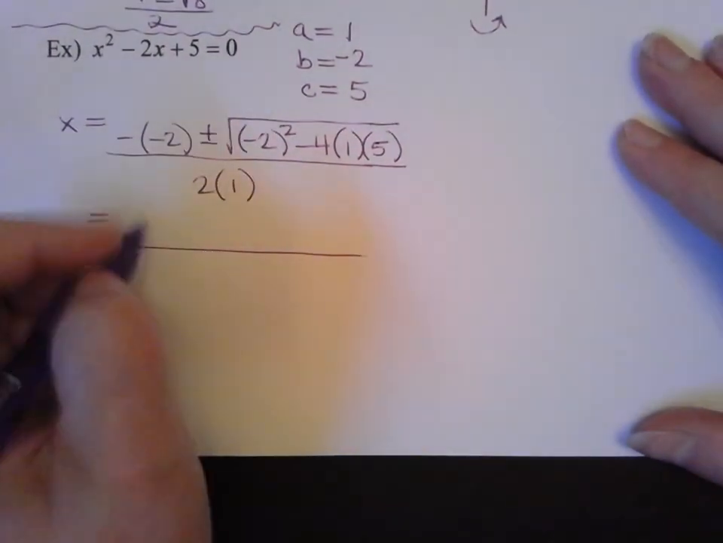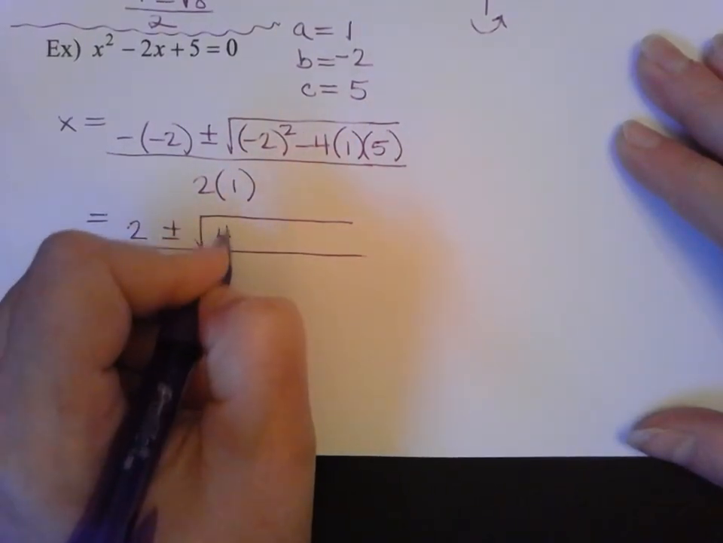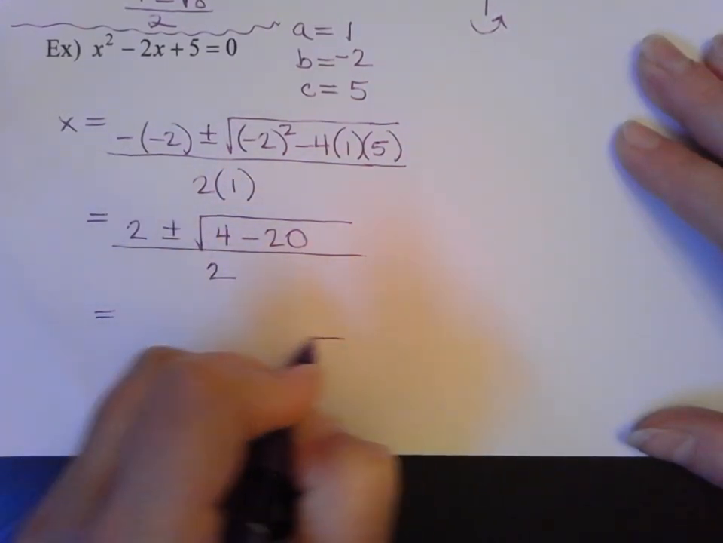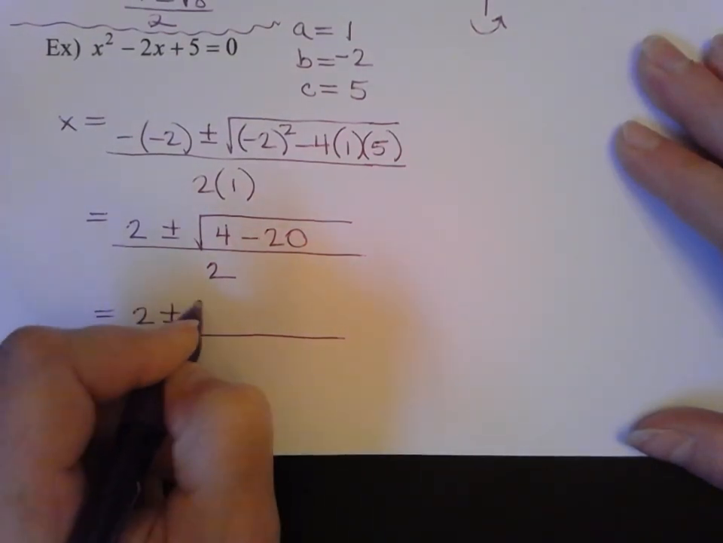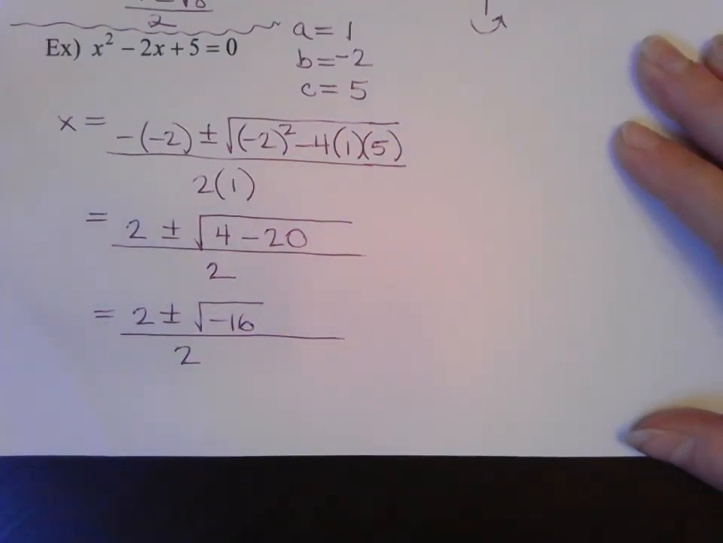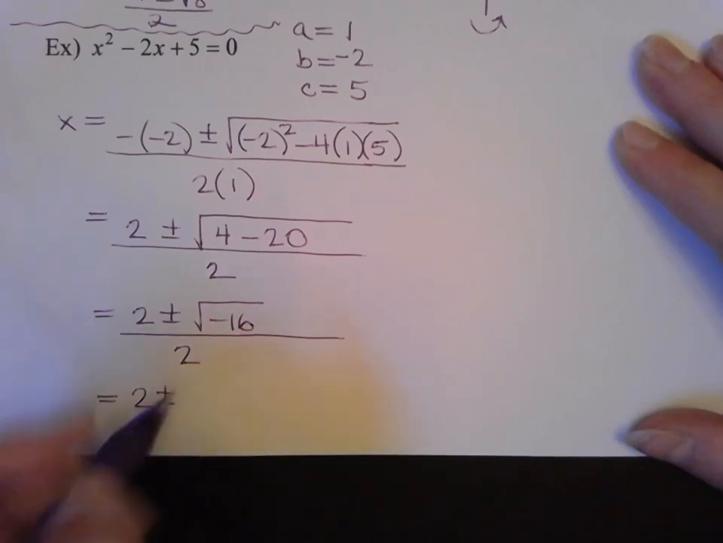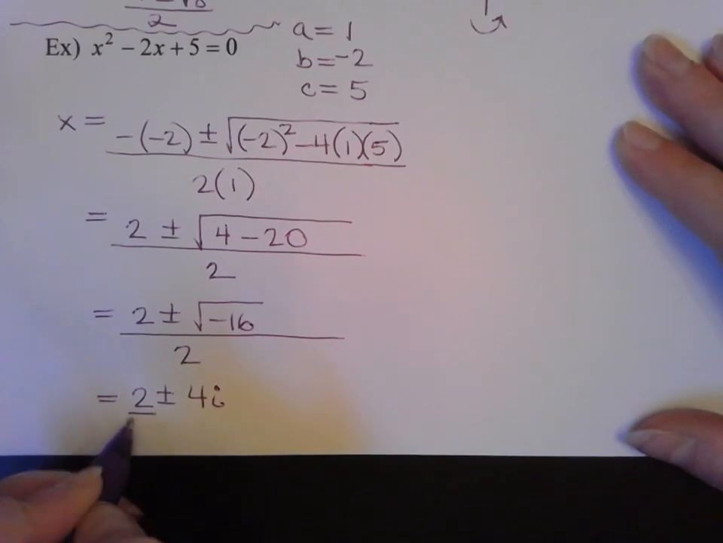If we simplify that, that's going to be 2 plus or minus the square root of 4 minus 20 over 2. 4 minus 20, that's -16 underneath the square root. Can you foresee where we're going with that? What is the square root of -16? 4i. Okay, and both parts are going to get divided by that 2 in the denominator.